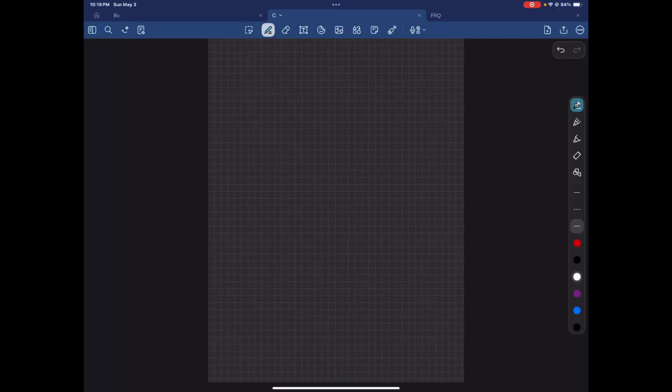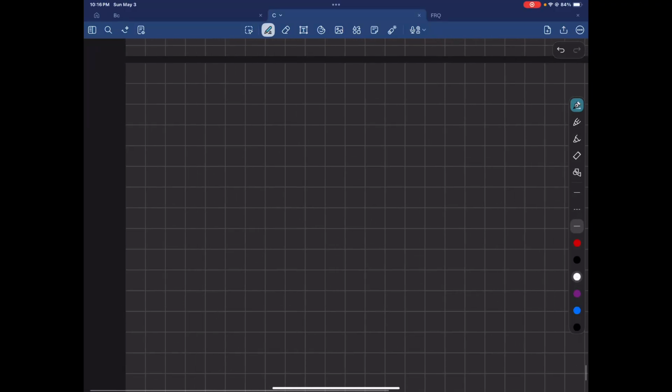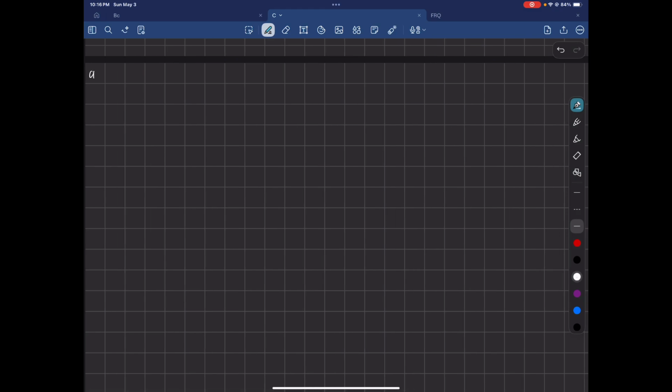Okay, so for part A, it asks us to draw a free body diagram. So there'd be the force of gravity pulling the ball down, and the normal force pushing against the ball, the surface pushing against the ball. Since it's sloped, it would be something like this, if we were to take it at this point. The normal force would be greater than the force of gravity, since it doesn't move in the y direction.